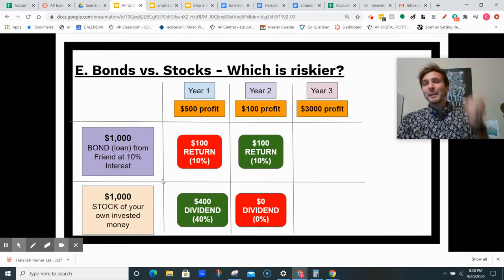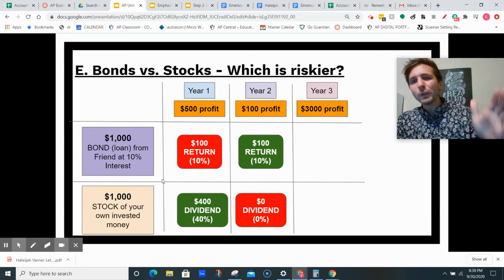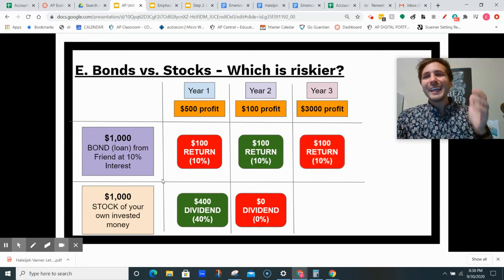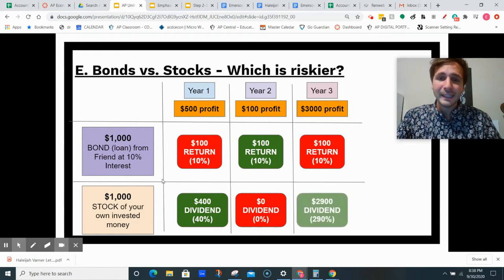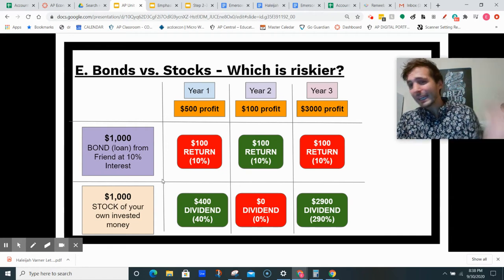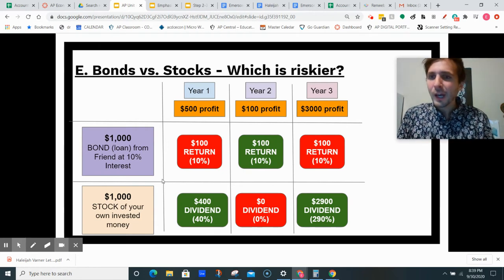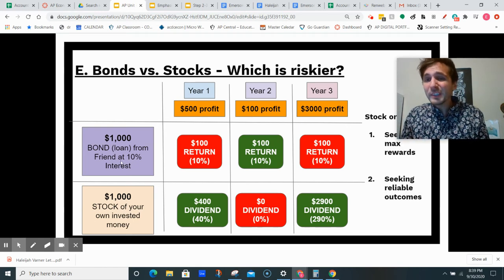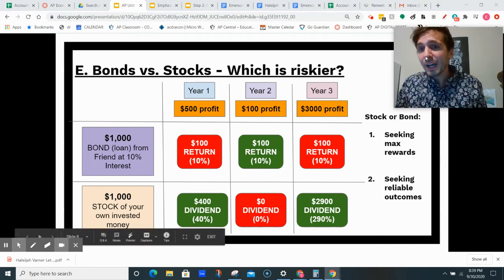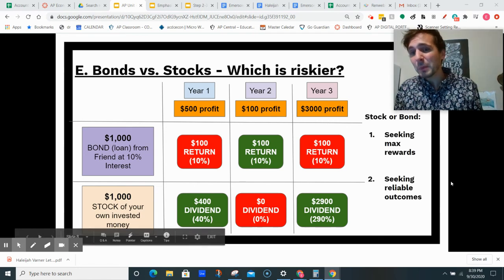You jump to year three, you made $3,000 of profit. Banner year for you. Congratulations. $100 of that came from bonds. Why? Because bonds pay you 10% every single year until that bond is done. So you make $100 return on that. And $2,900 of that came from the stock because that company got it together and they just blew up. And now you're making 290% on your original infusion of cash. So what's riskier? The riskier is the stock, but you get maximum rewards with that.